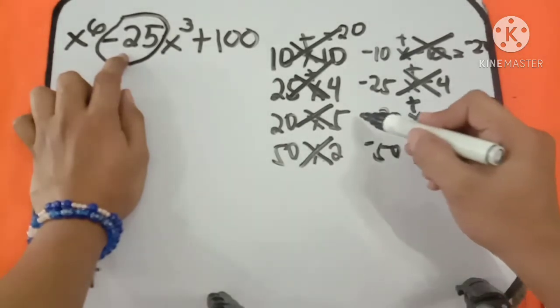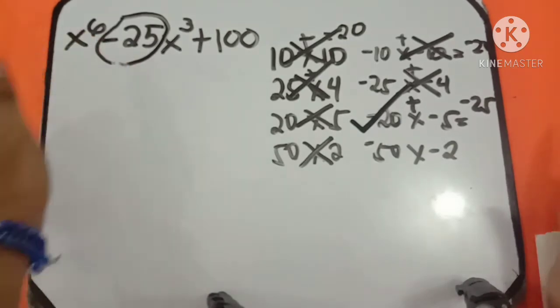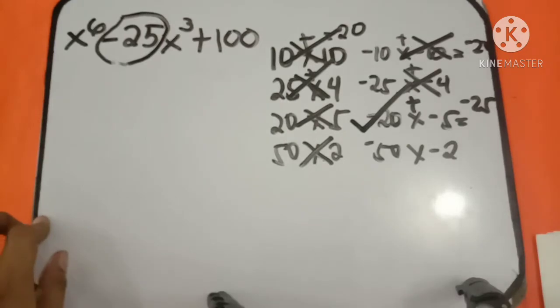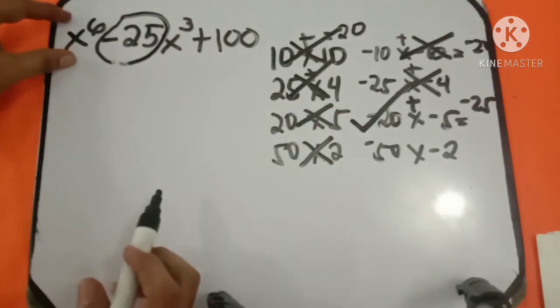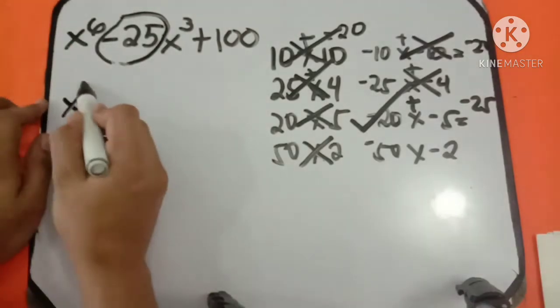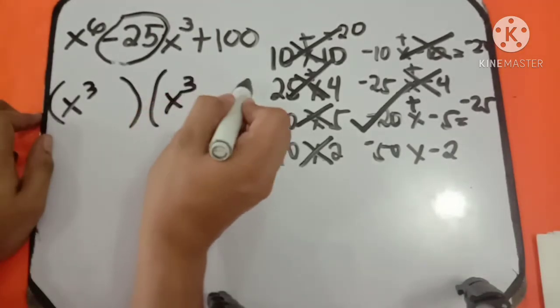So therefore, these are the factors that we are looking for. So remember, we have negative 20 and negative 5. In order to get the factors, we have to square root the first term. The square root of x raised to 6 is x cubed. So we have here x cubed.